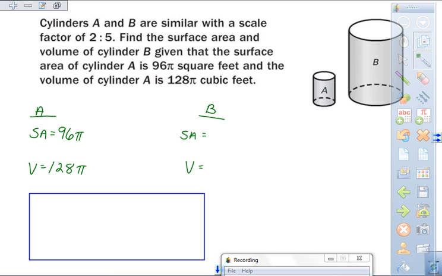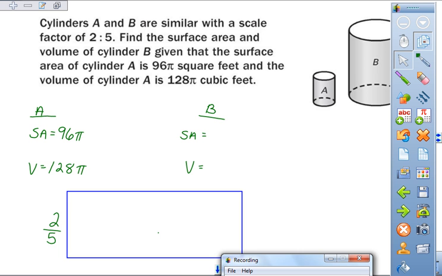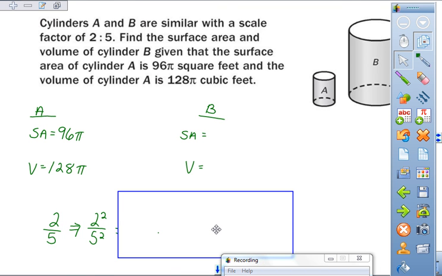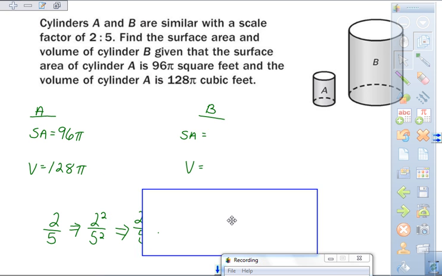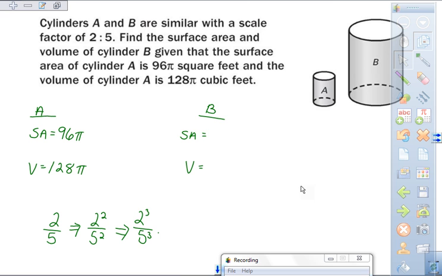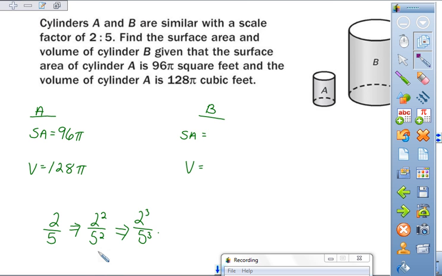So here's my setup. I start out with this relationship of 2 to 5. If I want to talk surface area, then I need to square it. If I want to talk volume, then I need to cube it. So those numbers make 4 25ths and 8 125ths.